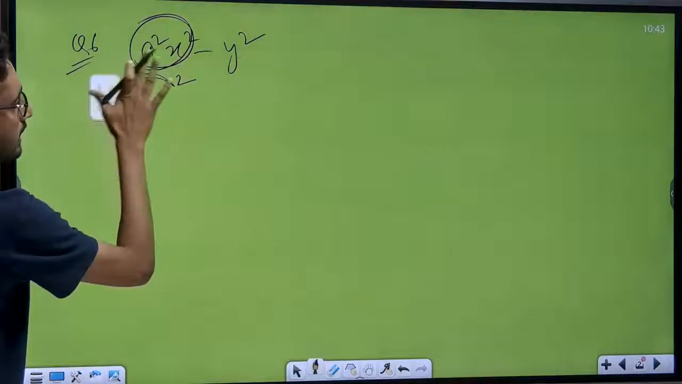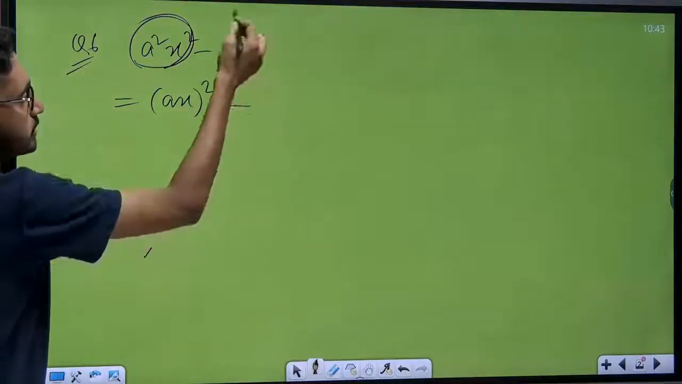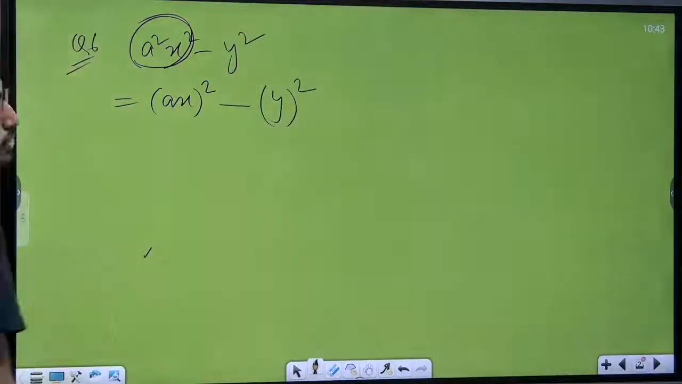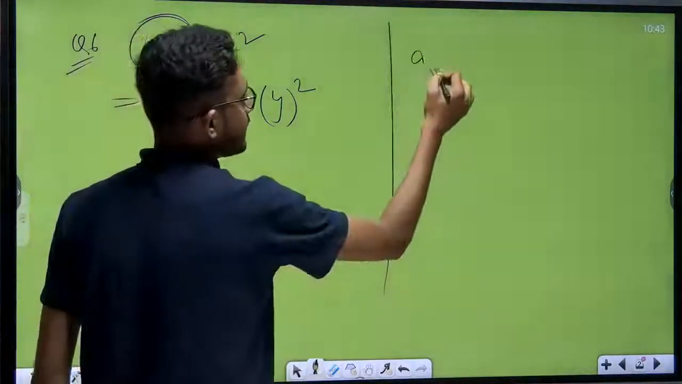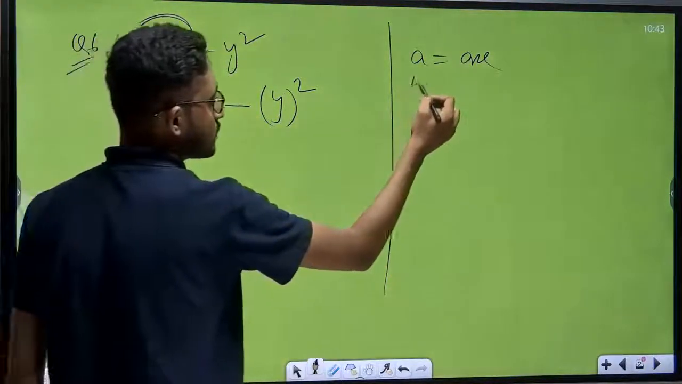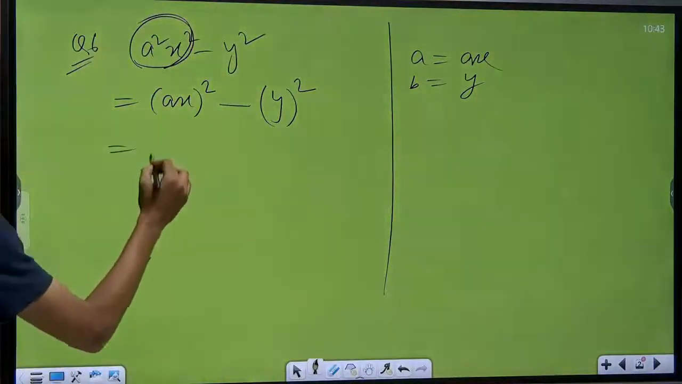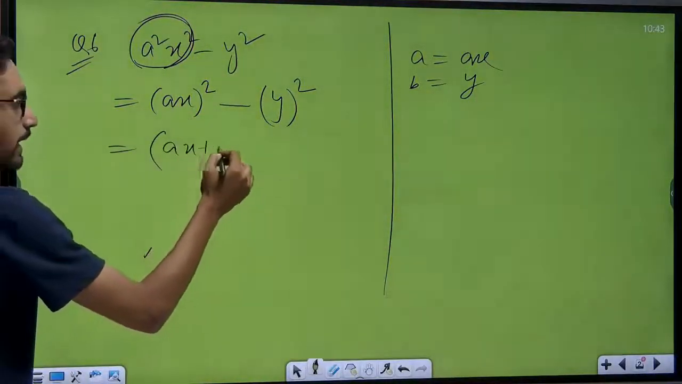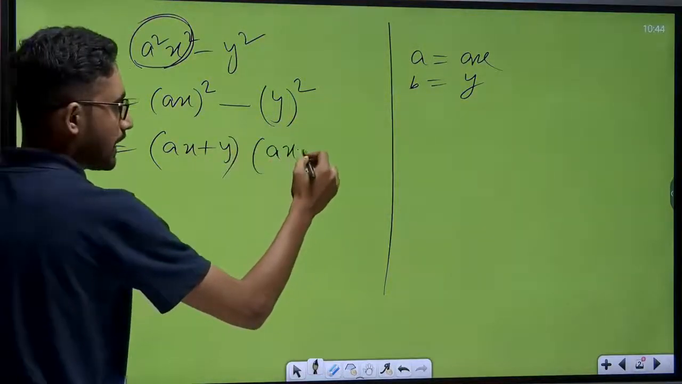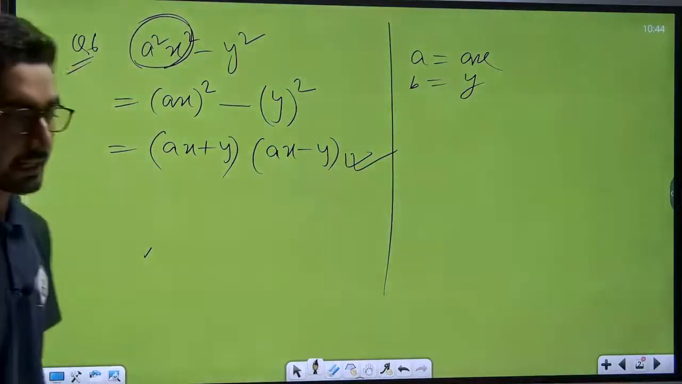Let me erase this and write it a bit more nicely. (ax) whole square and y square, we can write down y square. That means in this question, particularly, again I am writing here a is equals to ax and b is equals to y. Formula we know, a plus b, that means ax plus y, and a minus b, that means ax minus y. That is your complete answer. Okay, done. Now next question, let's see.